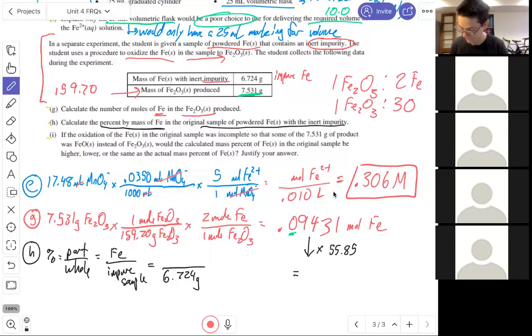5.267. Yes. And then it's a percent, so we're going to multiply it by 100. So how many digits should your percentage have? 4. All right, so go ahead and figure out how pure that sample was.